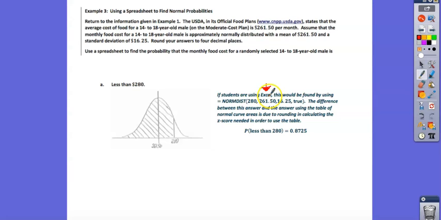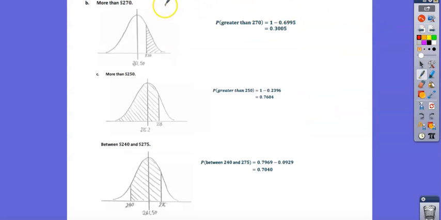Now, if you're using Excel for this particular question, it wants to know less than 280, and here's the mean. So you would enter in 280, 261.5 is your mean, and here's your standard deviation and true, and then it gives you this whole area over here. That's in Microsoft Excel. If you wanted it to be more than 270, you have to do the 1 minus the probability, because it's only going to give you to the left of 270. So that's where you have to do the 1 minus.